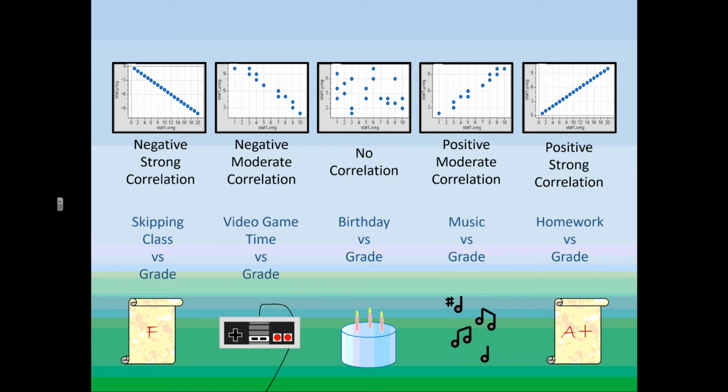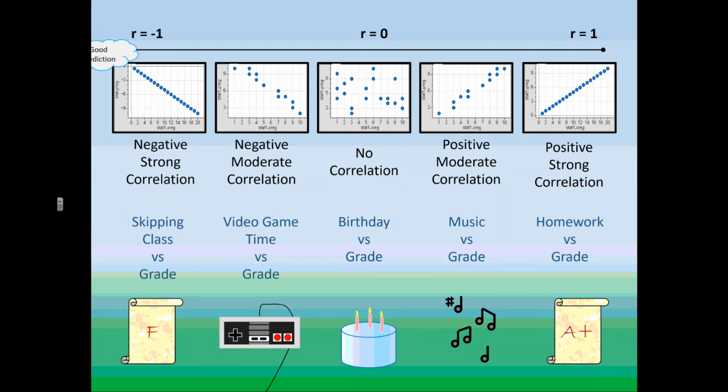If you skip a whole bunch of classes, then yeah, you're not going to have the material and your grade is going to suffer. So it's a very strong correlation because one very much impacts the other, but it's negative because as one goes up, the other one is dragged down. So this is our spectrum, and we call correlation R because it's our relationship. So our relationship goes all the way from -1 with a negative strong correlation to +1 with a positive strong correlation. And in the middle, we've got no correlation whatsoever.